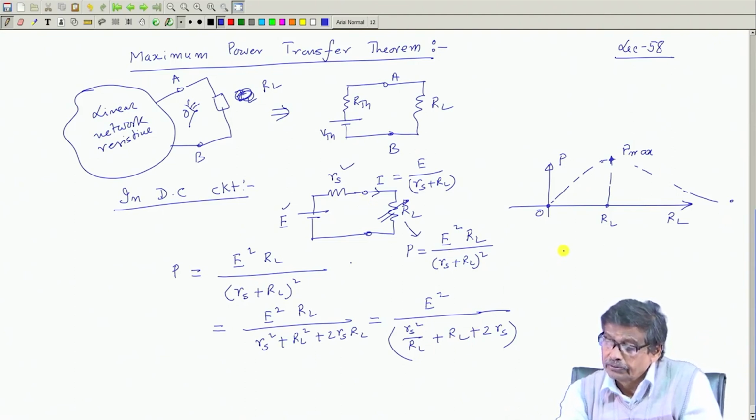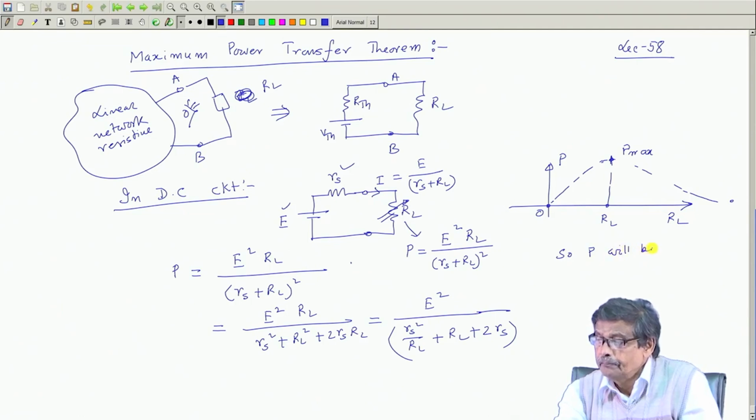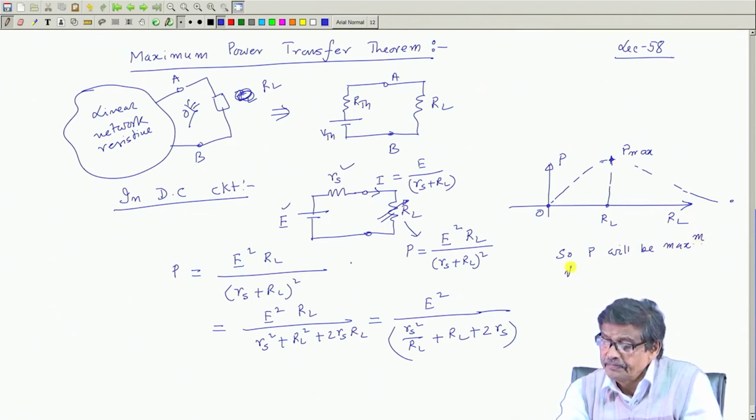So, I conclude, P will be maximum if this factor, RS square by RL plus RL plus 2 RS, is minimum.